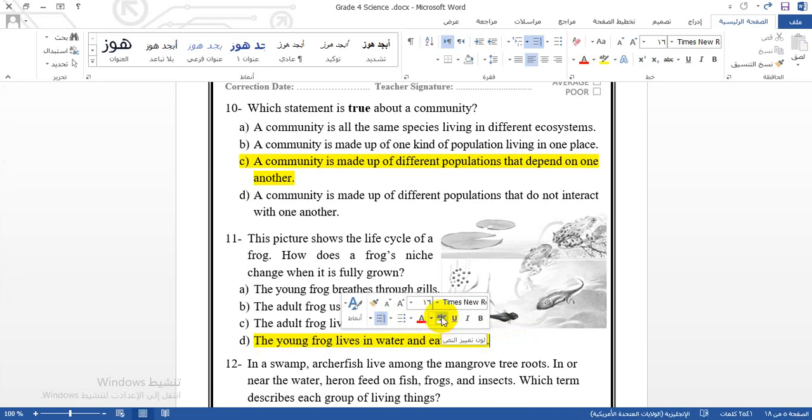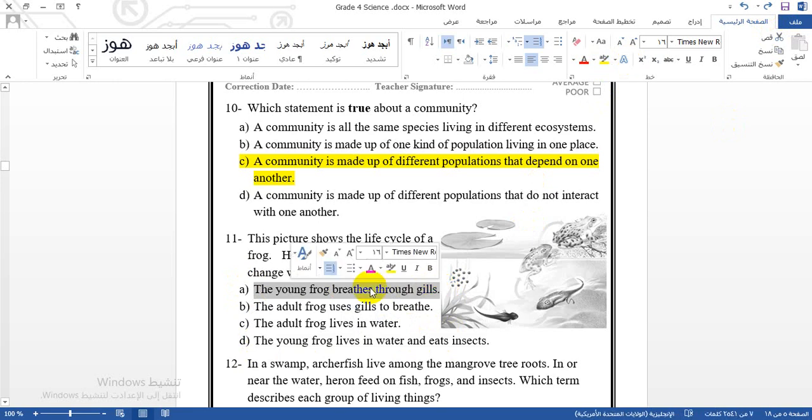Okay, no, not this one. I will tell you why. Because it should be not in water, but at the edge of the water. So for that reason, this one is not correct. Okay, let's see here. I think this one is not correct. I have to select this one. The young frog breathes through what? Through the gills. The young frogs here mean the tadpoles.